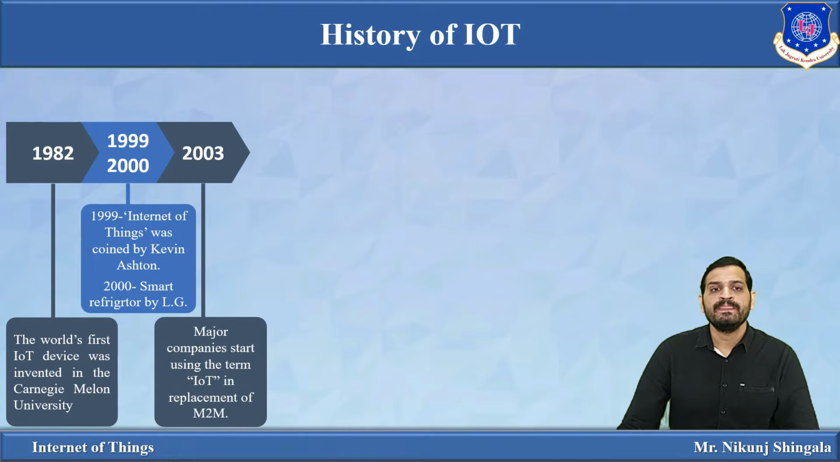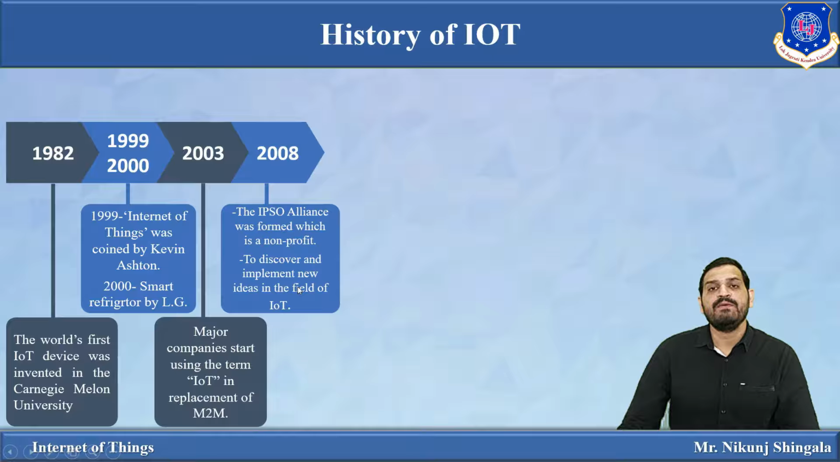In 2003, major companies started using the term IoT in place of M2M, that is, machine to machine. Before IoT, the term machine to machine was used, but in 2003, major companies which were manufacturing and dealing with IoT devices started using the term IoT instead of machine to machine.